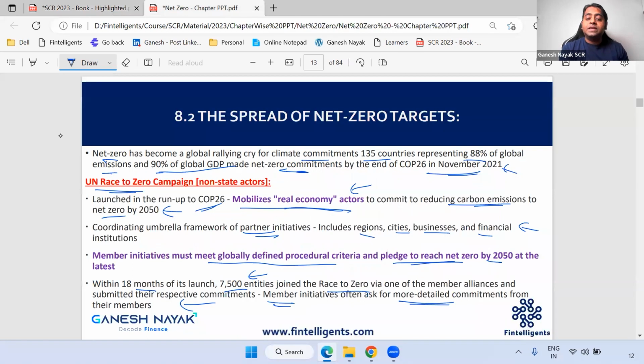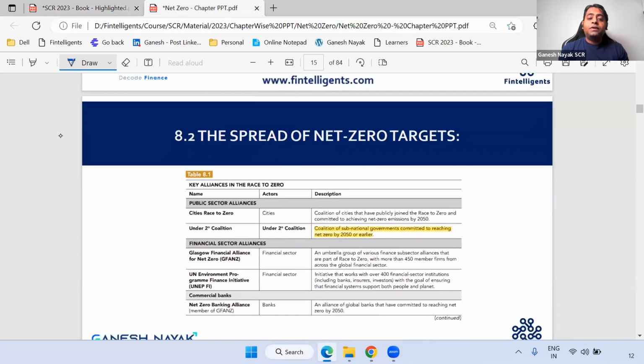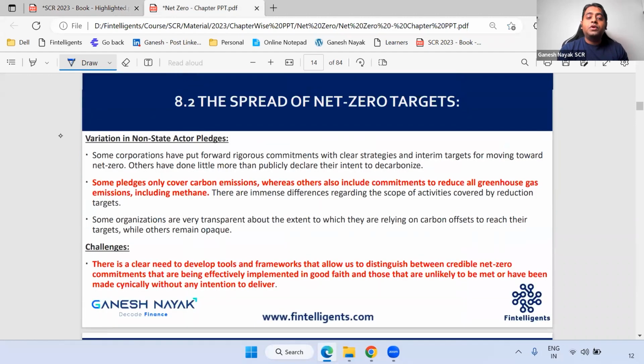We have completed this section. Now we're going to be moving towards this point. The UN Race to Zero is one such non-state actor initiative which is used right now in the market, but there are others.